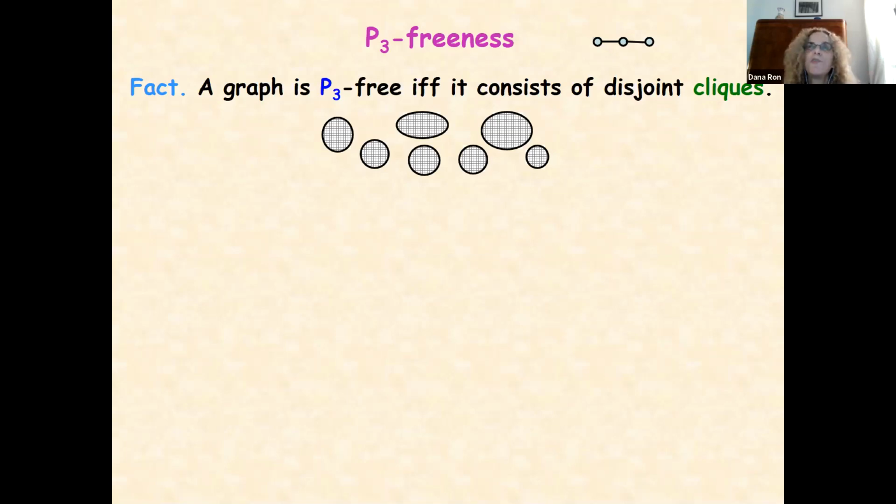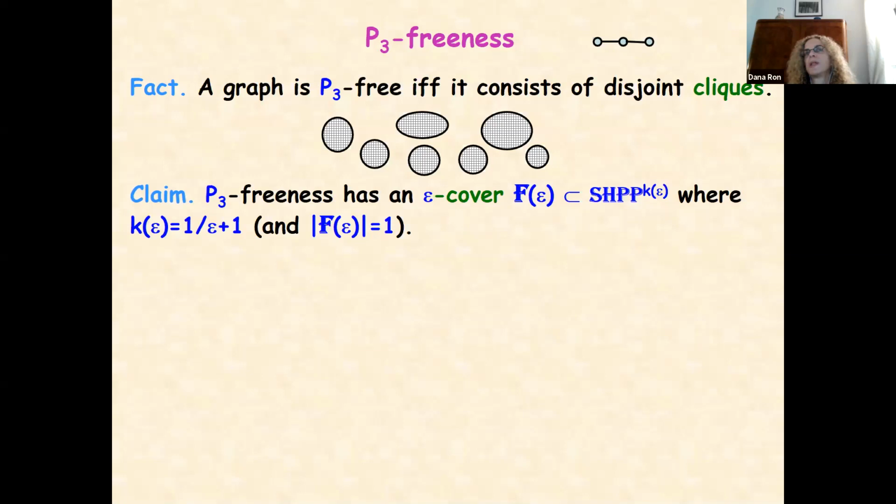So we can't just use it exactly as is, but if we think a little more, then we have the following claim. The claim says that P3 freeness has an epsilon cover, f of epsilon, where the number of parts is just related linearly to 1 over epsilon. Here I was precise, 1 over epsilon plus 1. Usually I don't go to the plus 1, but here it's simple. And even the family is just 1 property. Okay, so we'll see this.